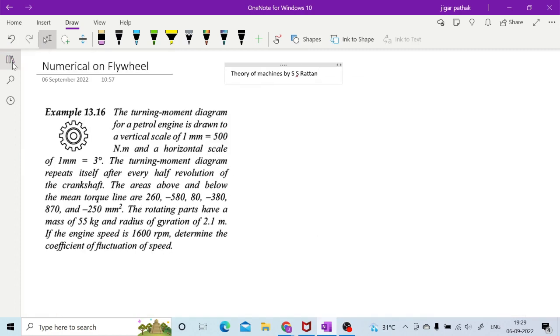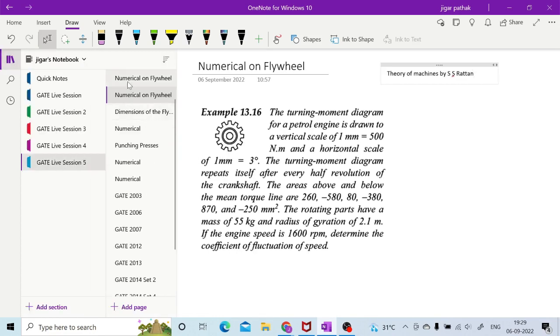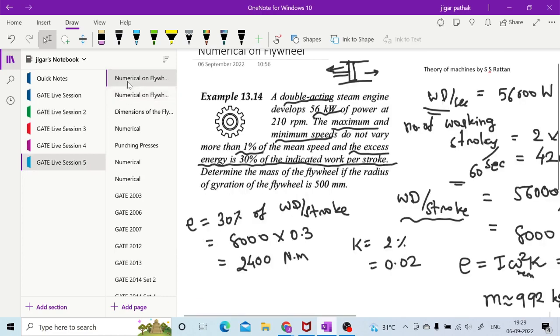Sir, can you explain when we have to take the coefficient of fluctuation of speed about the mean? We have taken 2%. When do we have to take 1%? See, if they have provided you 0.5% on both sides, then you have to go for 1% because you have to multiply it by 2, because it can go on both sides.